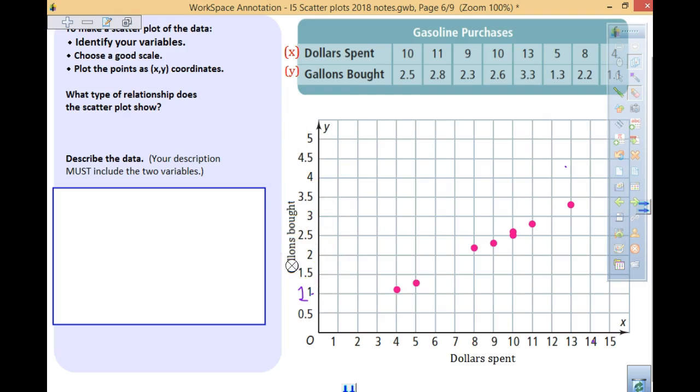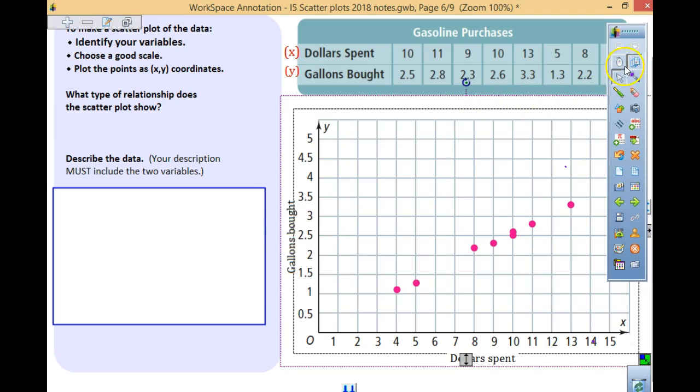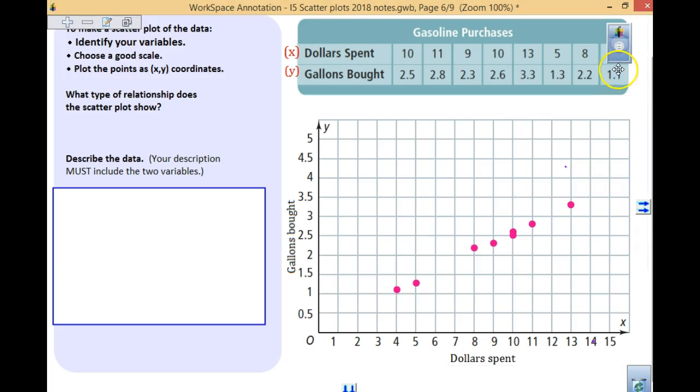I like their writing better than mine. It's a little neater for you to read, especially if you're looking at your notes later. Does it make sense when you're plotting the points? You're just going to go through and plot them.